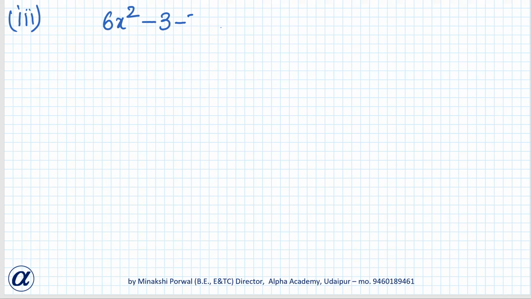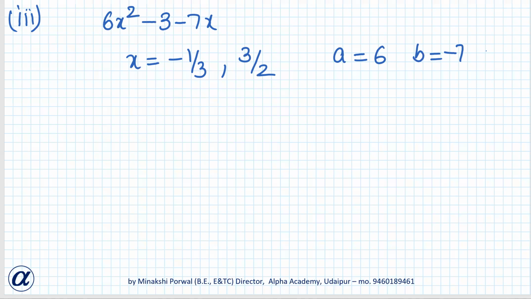Okay, yes, Nirviksha. Yes, ma'am, minus 1 by 3 and 3 by 2. Okay, minus 1 by 3 and 3 by 2. Okay, so that is also typing correct answer. X equals to minus 1 by 3 and 3 by 2. Okay, what are values of ABC? 6, minus 7, minus 3. A is 6, B is minus 7 and C is minus 3.